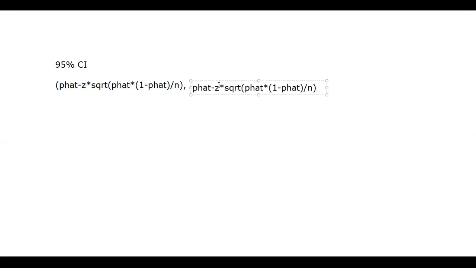So remember that your formula here is your sample proportion, p hat, minus your z value, times the square root of p hat times 1 minus p hat, divided by your sample size n. And it's the same thing on the other side, except that the minus is replaced with a plus.